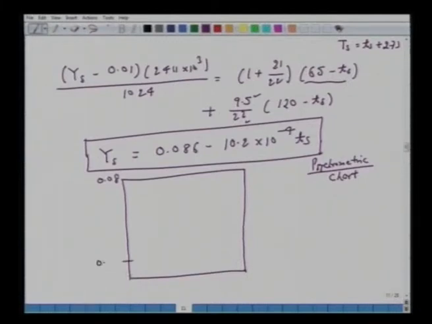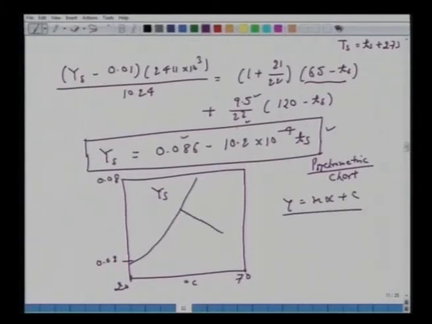Let's say 0.02. Here you will read the temperature, let's say 70 degrees centigrade. So this is in centigrade. You will see a curve which is your saturated humidity curve, ys, so ys versus temperature. And we know this curve, ys, which we have calculated in terms of Ts, y equal to mx plus c, a straight line. Take the slope, take the intercept and draw this line.